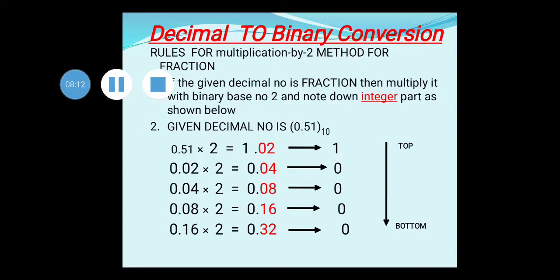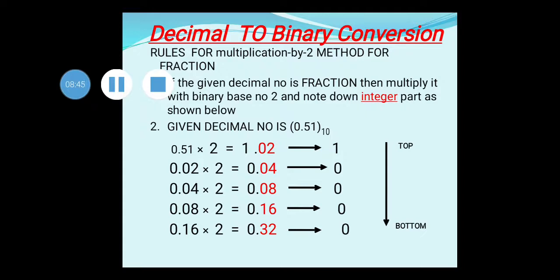Now what I have done is 0.51 multiplied by 2, you get 1.02. Then note down its integer part. So here the integer part of the result is 1. 1.02, integer is 1. So note down 1 on one side. Then the next step is to take the fraction part of the result, that is 0.02, and multiply again with 2. The result we get is 0.04.